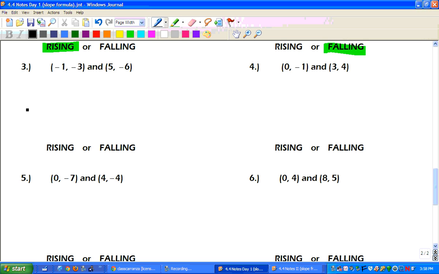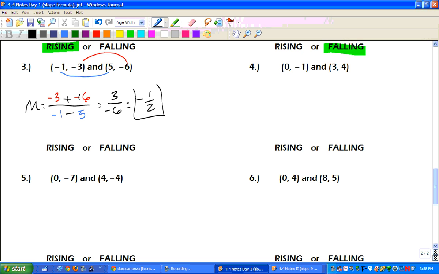All right, number 3. Put my subtraction signs down. Negative 3 minus 6. Negative 1, 5. On the top, negative 3 plus 6 is 3. Negative 1 minus 5 is negative 6. That can reduce to a negative 1 half. Okay? A negative 1 half, that's a negative slope, so that means it's falling.